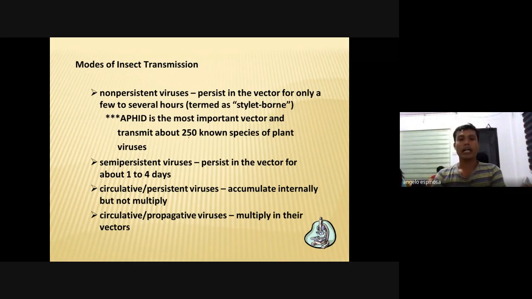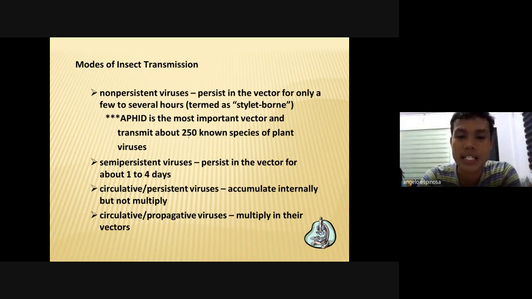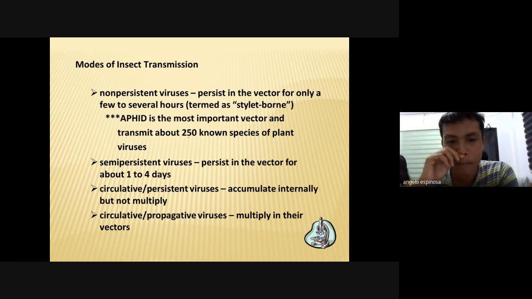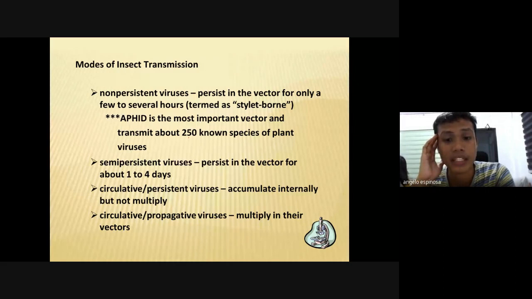Okay? And we have semi-persistent viruses. We have persist in the vector for about 1 to 4 days. Pag ito yung mga type ng mga insects na mga nagdadala ng mga vectors. Pag hindi siya na-infect yung isang plants, kung saan yung target plants niya, 1 to 4 days nawawala or namamatay na yung vectors na yun. Kasi kailangan niya ng host in order to survive.